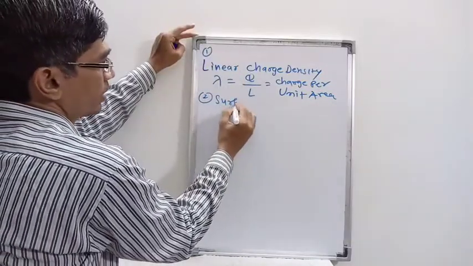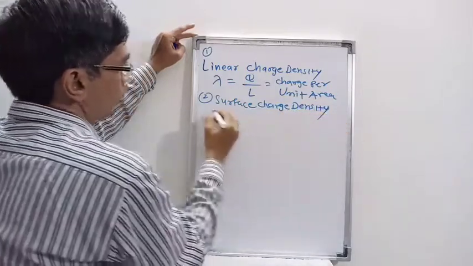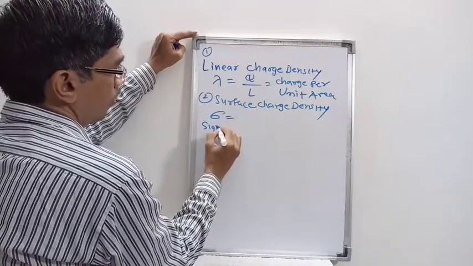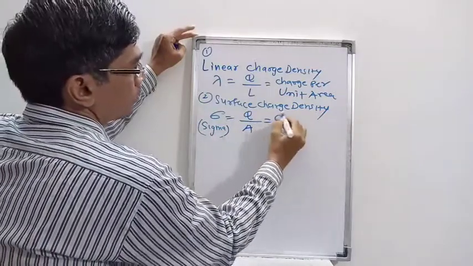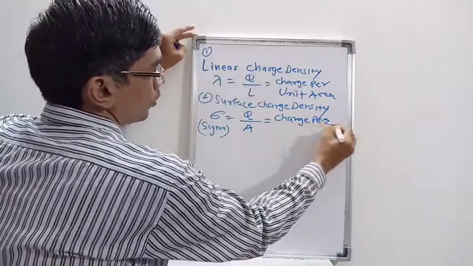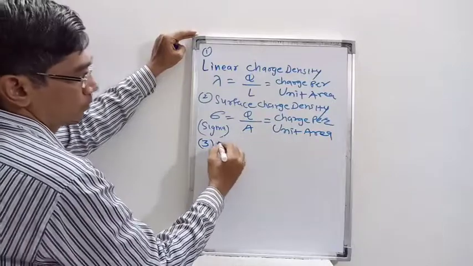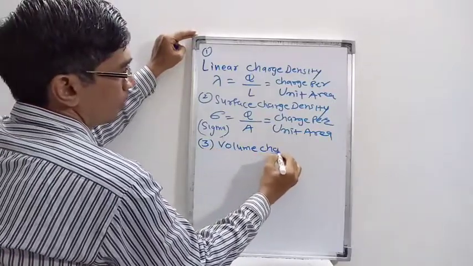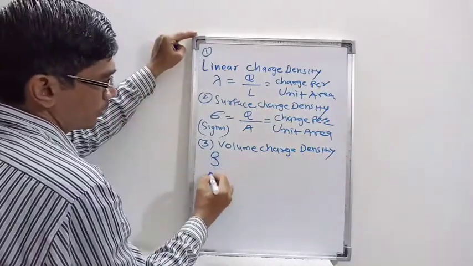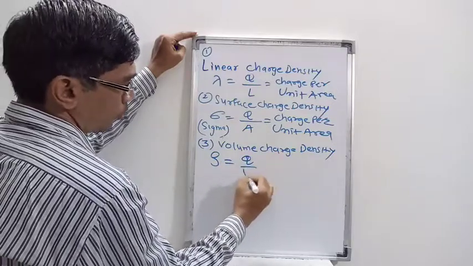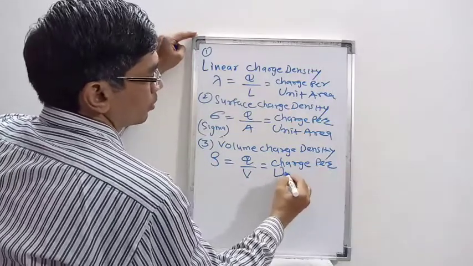Second, surface charge density. Sigma is equal to Q upon area. That is the charge per unit area. And third one, volume charge density. The volume charge density is given by rho is equal to Q upon volume, that is the charge per unit volume.